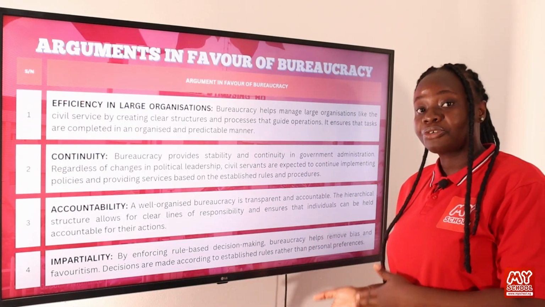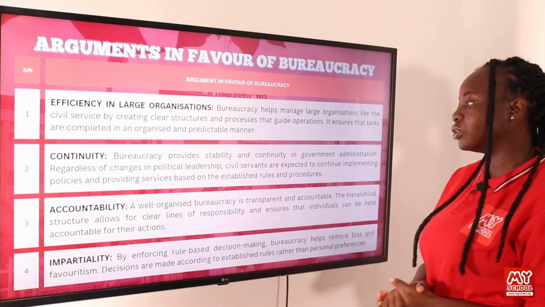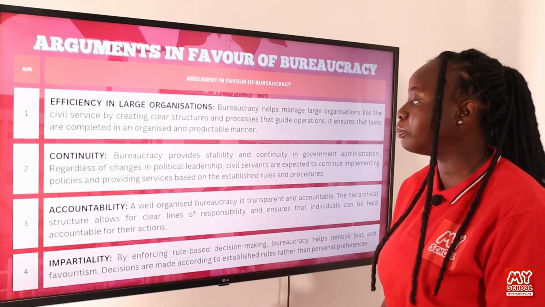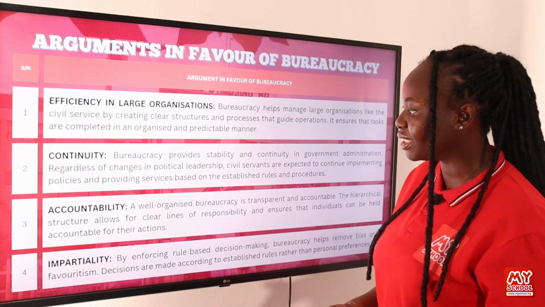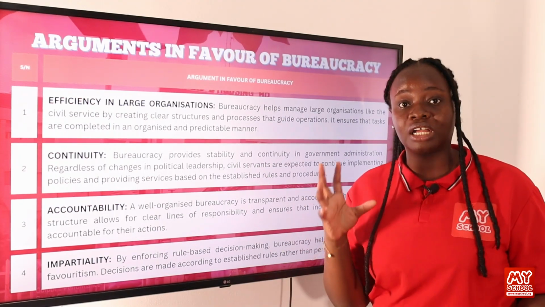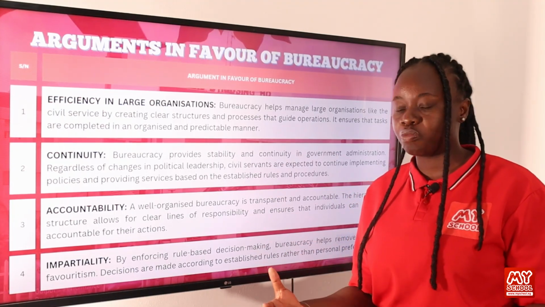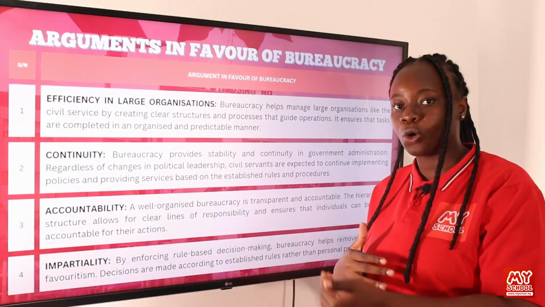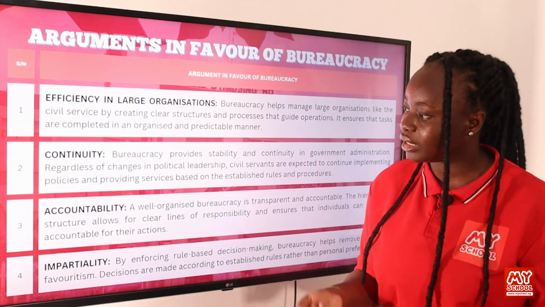Also, we need this bureaucratic system for continuity. Bureaucracy provides stability and continuity in government administration. Regardless of changes in political leadership, civil servants are expected to continue implementing policies and providing services based on the established rules and procedure. So we understand that every 4 years we have a change in government, but we need a system that continues to implement policies regardless of that change. So this bureaucratic system helps that to take place.